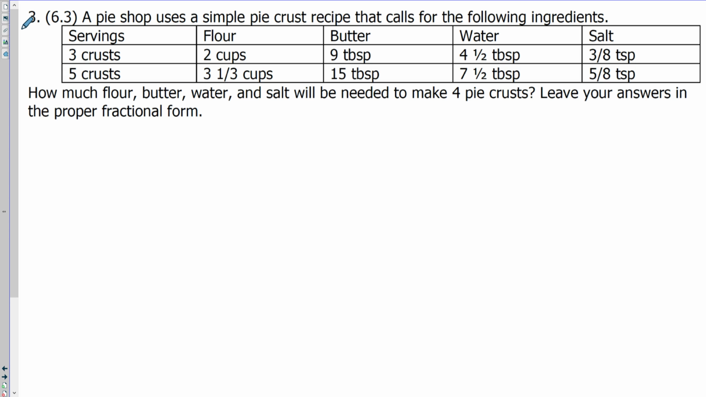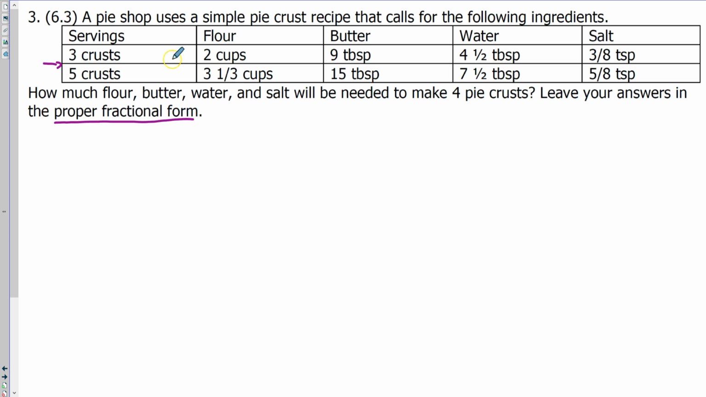So we have given in our table 3 pie crusts and 5 pie crusts, but we need to find the value in between, which is 4. And they said to leave our answer in the proper fractional form. That's like the 3 1/3 or 4 1/2 or 7 1/2 values that you're seeing in our table. Those are the proper fractional forms where you can see the whole part and then the fractional part that will be less than 1.